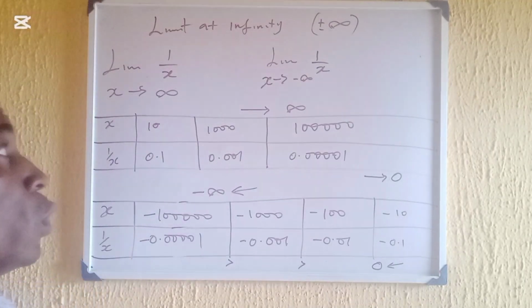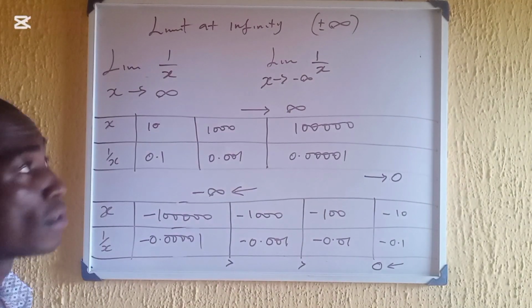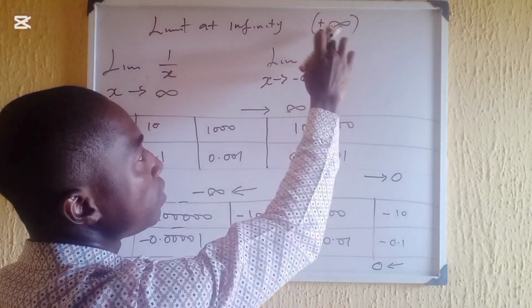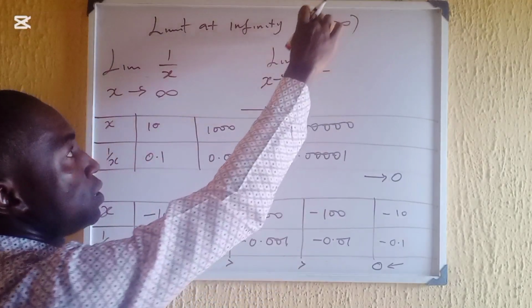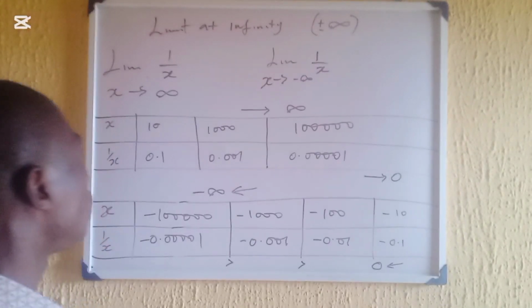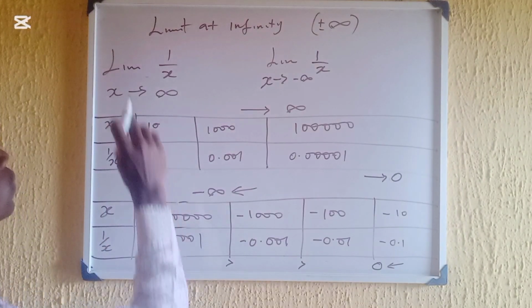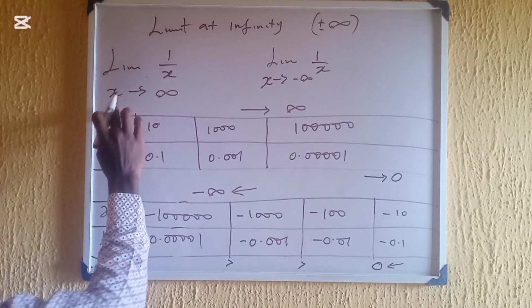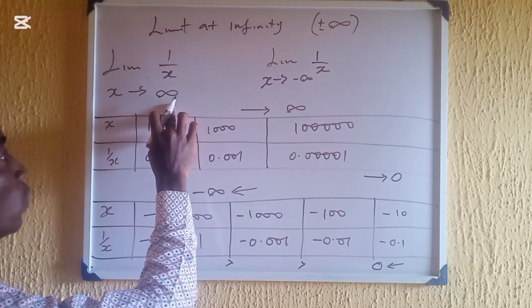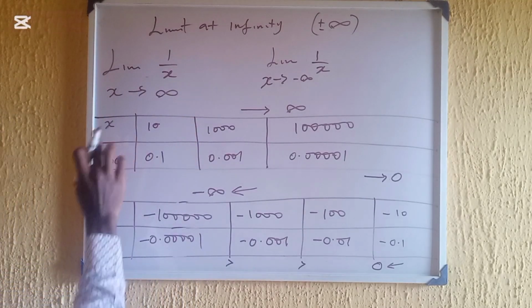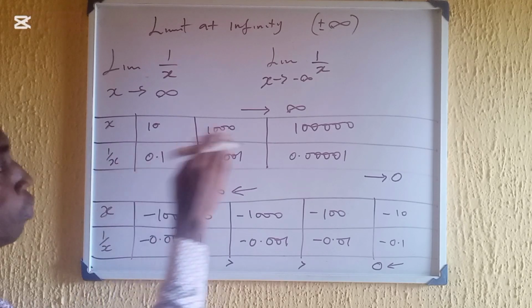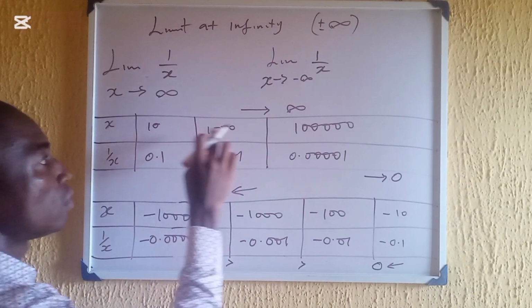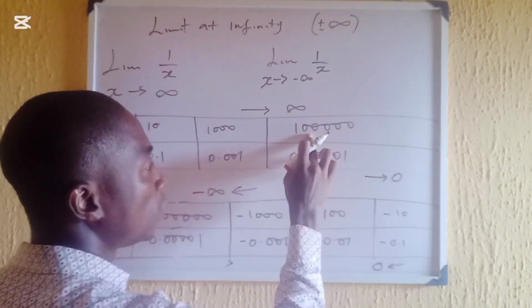Now, the next one to look at is limit at infinity. So this is the symbol for infinity. So we are looking at positive infinity and also negative infinity. Now we have limit of 1 over x as x approaches infinity. What do we see? We have x, we have 1 over x. Now approaching positive infinity, we have 10, 1,000, 100,000.